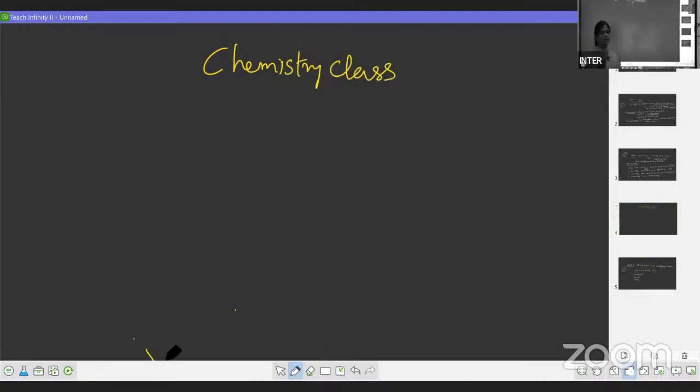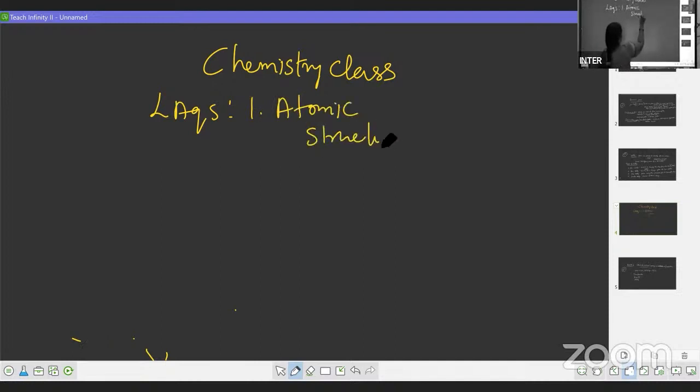Now, as we know, the weightage carrying section in our IPE exam is LAQs. Okay, students, LAQs. So we know that we'll be having 3 LAQs, right? So the first LAQ will be from atomic structure. Now, in atomic structure, how many questions are there? In atomic structure, 2 questions are there.